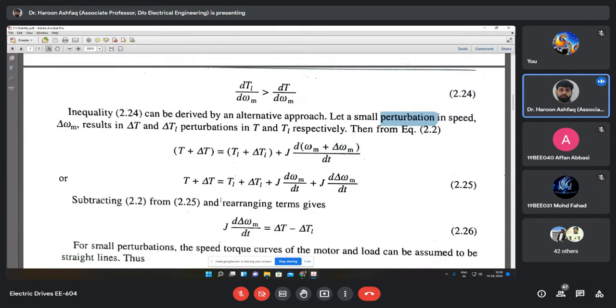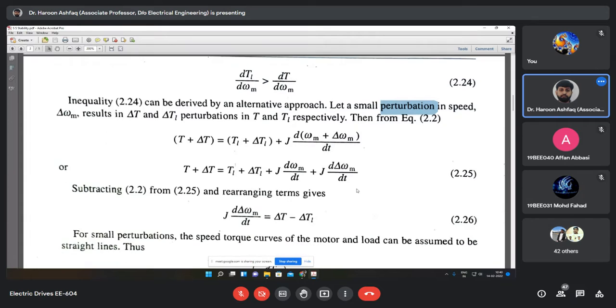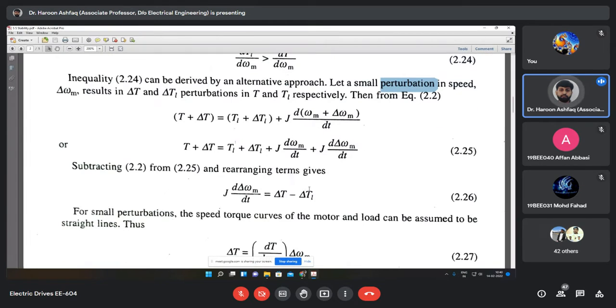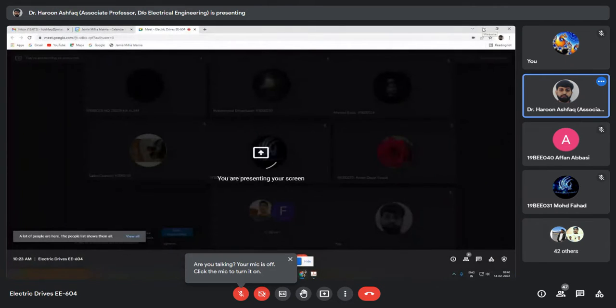Okay, so now you have given a small disturbance, and now you will analyze this equation, whether this equation gives the very same result or not. If you open this up, equation 2.25 is the opened up equation of this. Then you rearrange it, so that you can see the steady-state equation also.